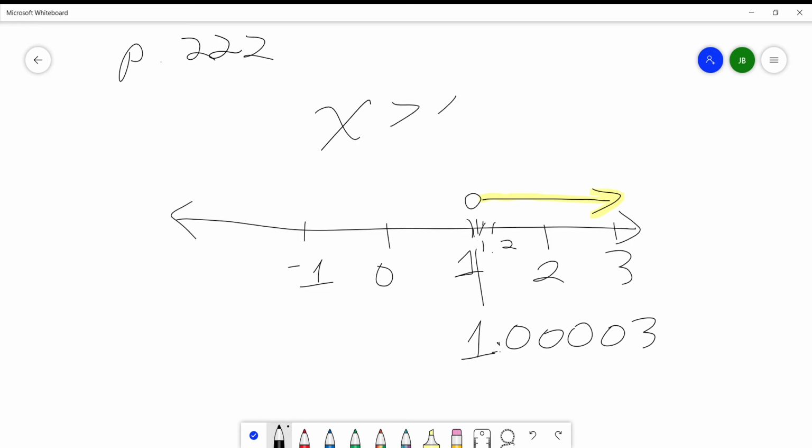Now, let's suppose we wanted the solution set to include 1. If it says x is greater than or equal to, what we're going to do is fill in this circle. Again, this should be review. That should be a solid dot, not an empty circle when you do that. Make sense? That's the solution set. So we're trying to define what is in a solution set.